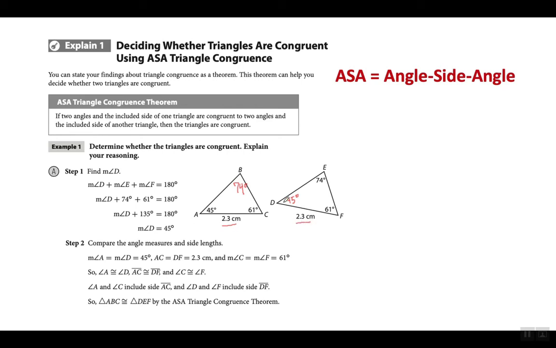Anyways, what is the point of all that? Actually, my bad. I just realized I said do this first. Sorry, I didn't read the instructions. I just got this angle first. But to get this one, I would have done 74 plus 61 plus lowercase d to represent this angle equals 180.